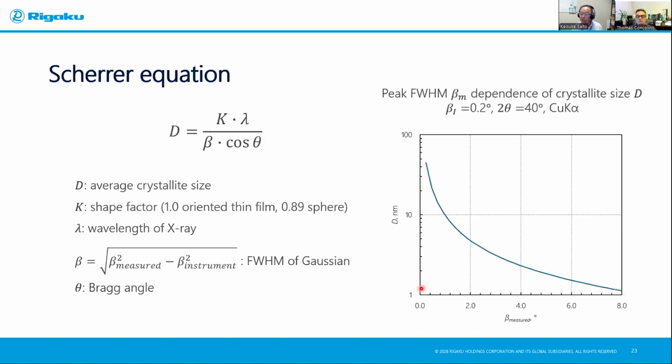As you see here, the sharper peak, like a smaller beta, provides larger crystallite size, while the broader peak provides a smaller crystallite size. And more importantly, for the thin film in general, this is the range of the crystallite size you may be able to analyze. Normally I say between 1 nanometer up to 100 nanometer. It depends on 2 theta and many different conditions, but in general, this is a measurable range.